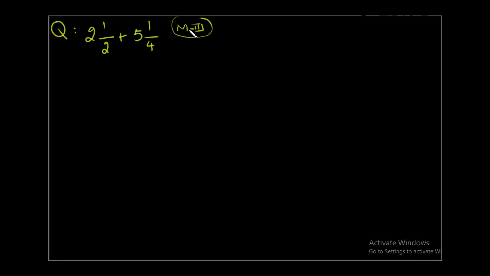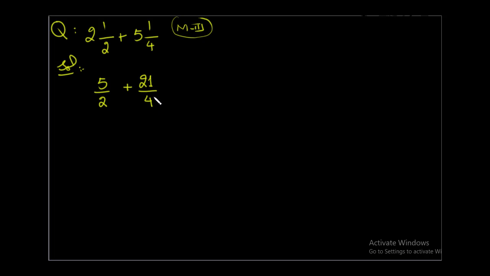Now this is the third method to solve mixed fractions. We have a question: 2 whole 1 by 2 plus 5 whole 1 by 4. First of all, I would like to convert this into improper fractions. So 2 multiplied by 2 gives us 4, and 4 plus 1 is 5 by 2. Next we have addition of this, so I write here. Next we have to multiply 5 with 4. 4 5s are 20, and 20 plus 1, we get 21 divided by 4.